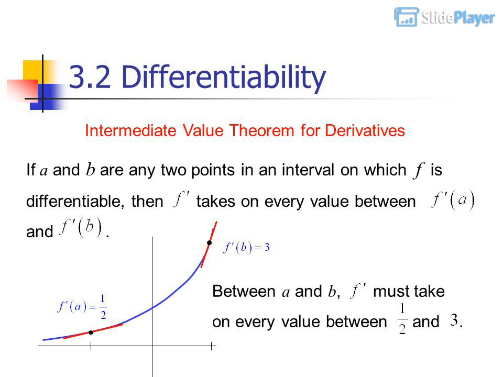Intermediate value theorem for derivatives. If a and b are any two points in an interval on which f is differentiable, then f prime takes on every value between f prime of a and f prime of b.